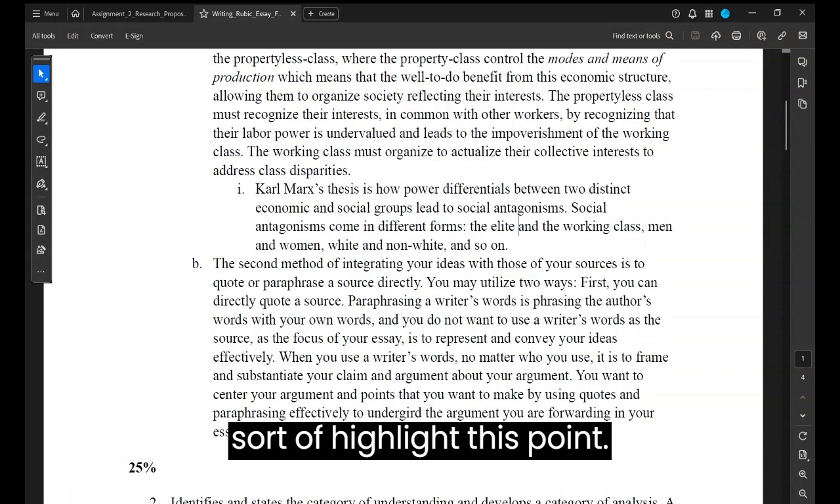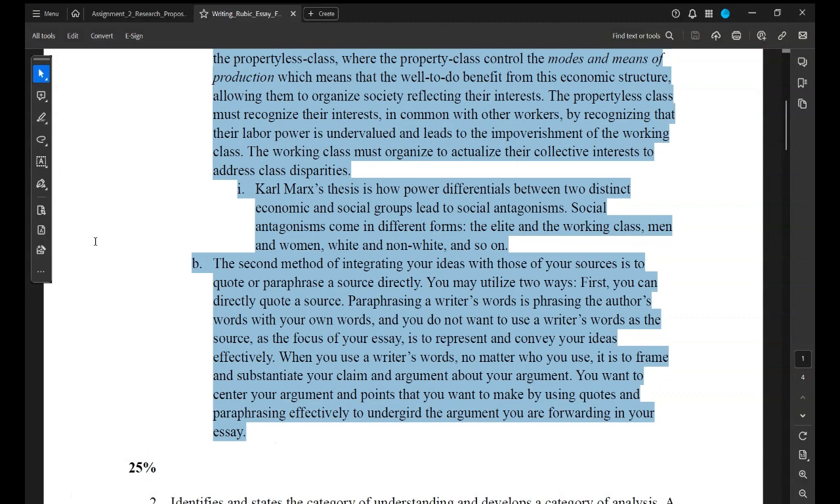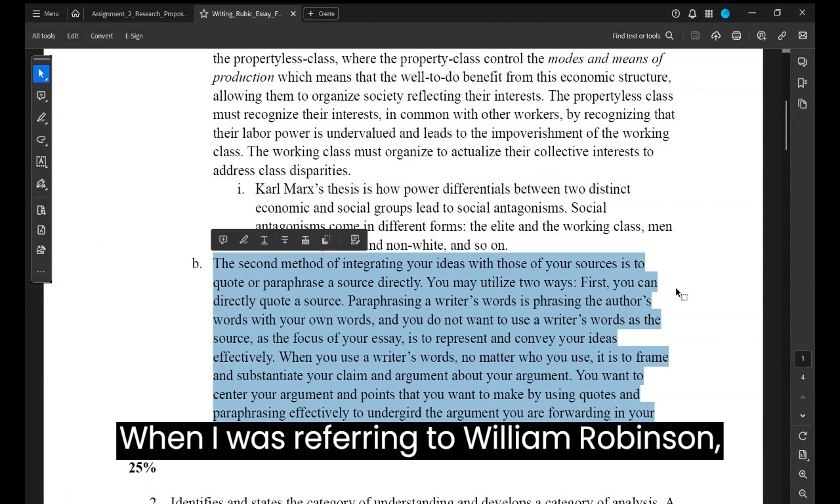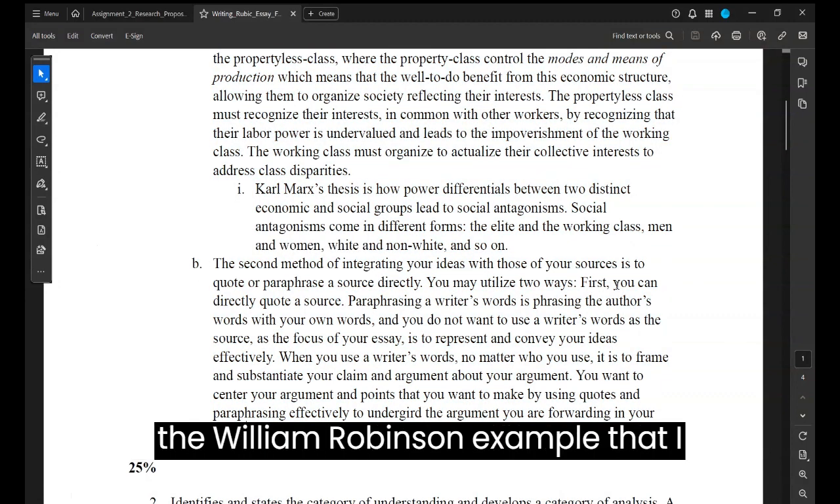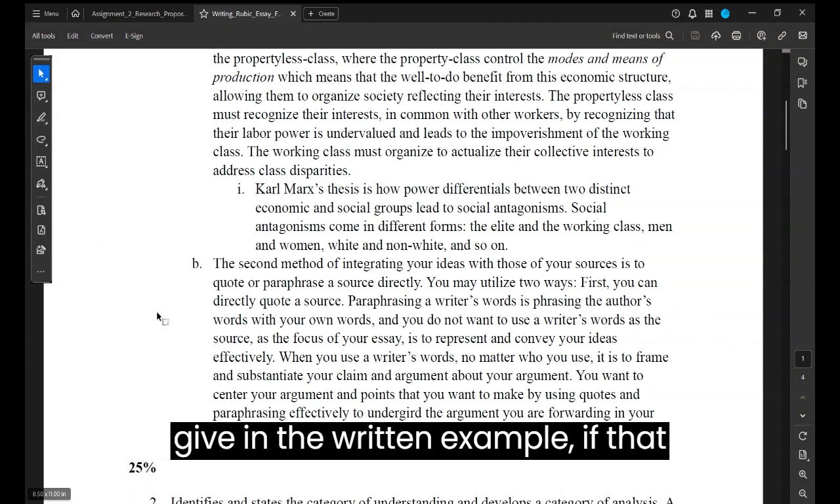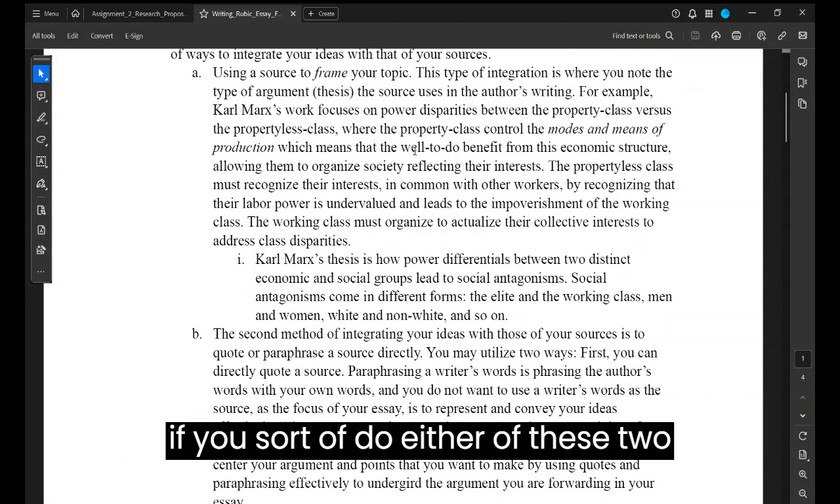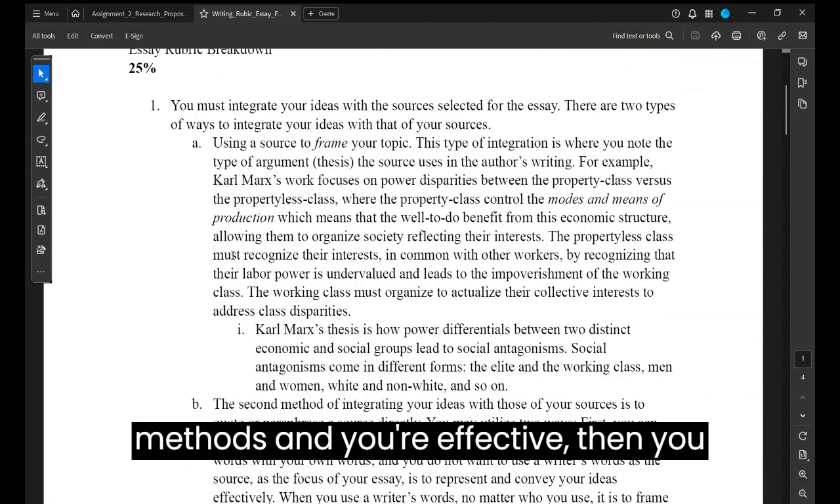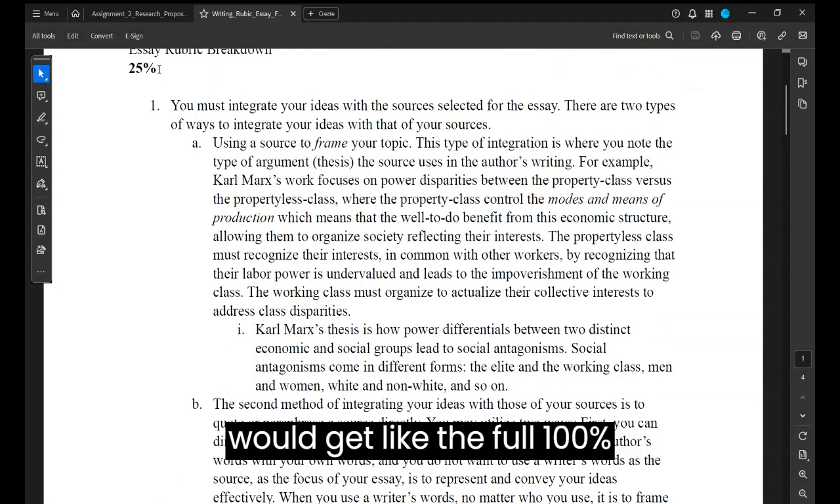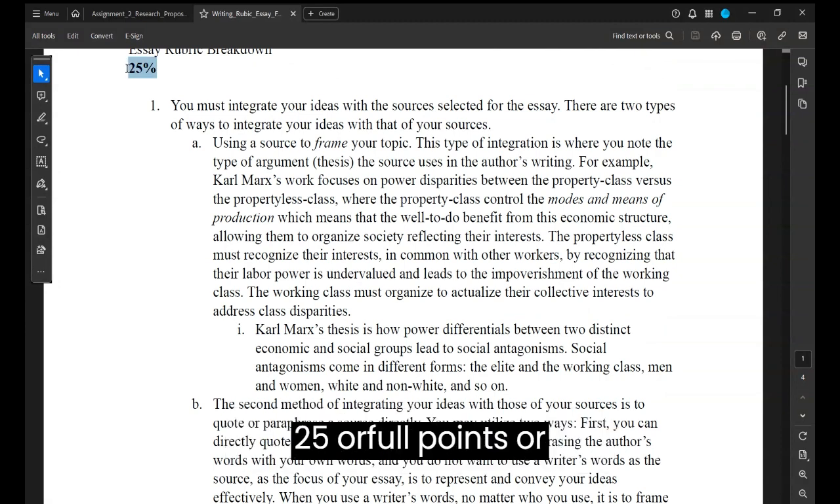And I did sort of highlight this point when I was referring to the William Robinson example that I give in the written example, if that makes sense. Okay. And if you do either of these two methods and you're effective, then you would get the full 25 points or percentage points.